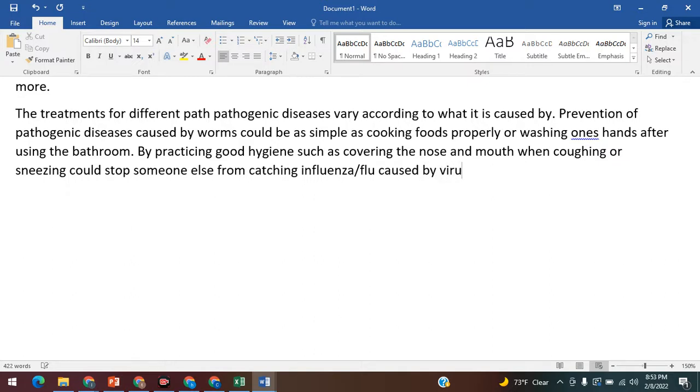Okay, so let's read this. It says that the treatment for different pathogenic diseases varies according to what it is caused by. But pathogenic diseases that are caused by worms could be prevented by what? Simply cooking food properly or washing one's hands after using the bathroom. Practicing good hygiene, right? Such as covering the nose and mouth when coughing or sneezing could stop someone else from catching influenza caused by a virus.